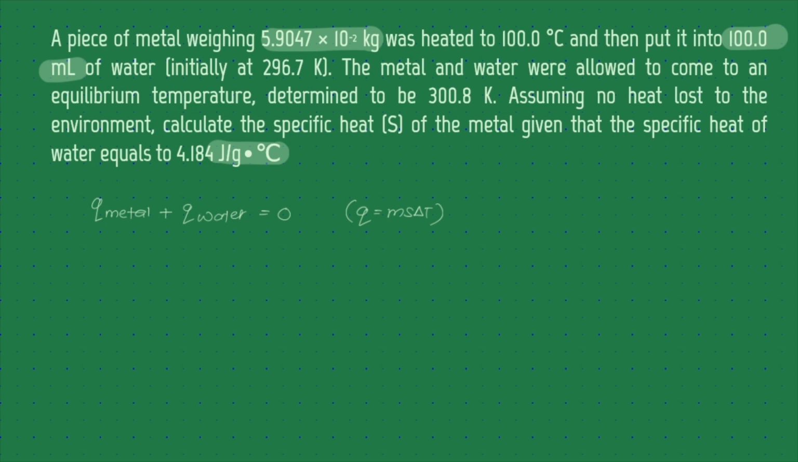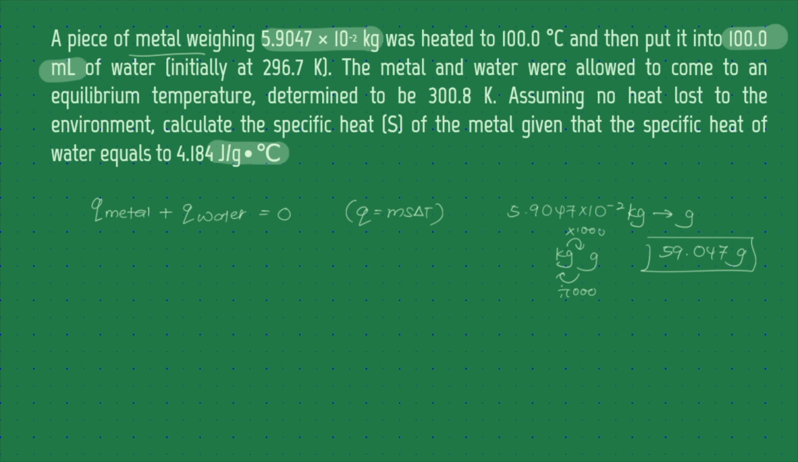So what we need to do now is convert 5.9047 times 10 to the power of negative 2 kilogram into gram. So kilogram into gram, you need to times 1000. So at the end you will get 59.047 grams for the piece of metal.